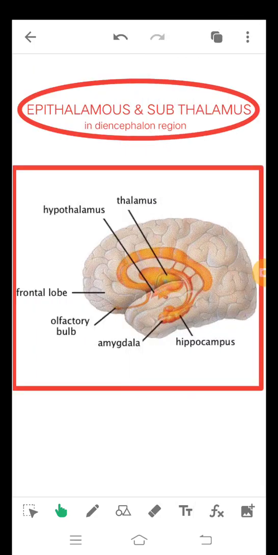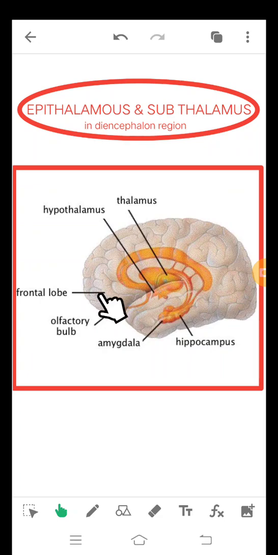Then next, epithalamus and subthalamus. Epithalamus and subthalamus are in the diencephalon region. Epithalamus is nothing but the thalamus, and the subthalamus is the hypothalamus. So this is the location of the thalamus and hypothalamus.